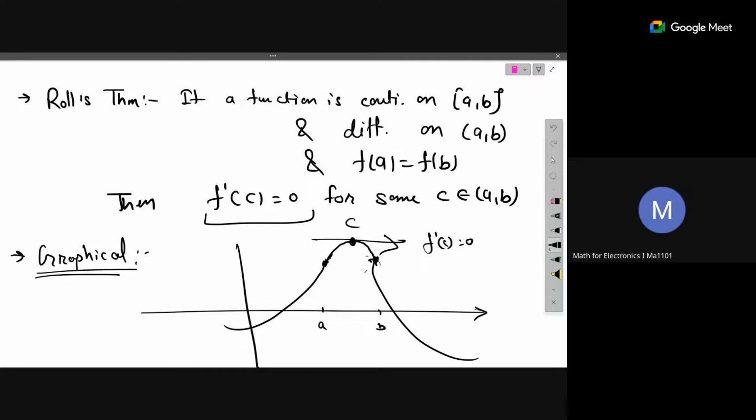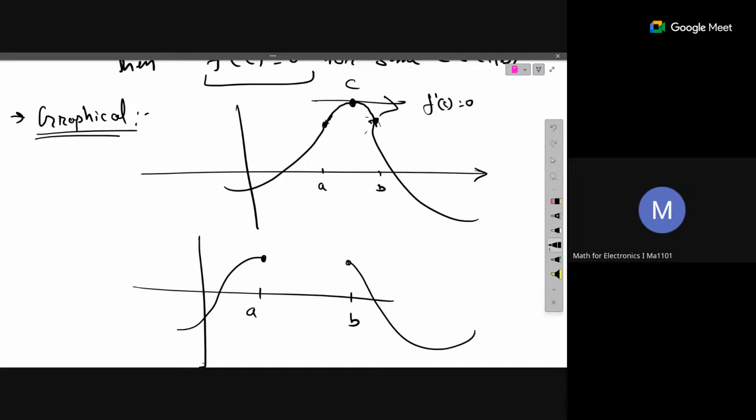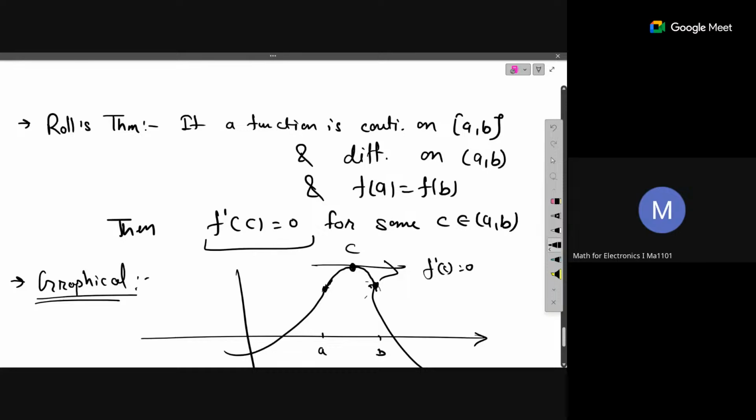Okay. Now here, what is another scenario that can happen? Another scenario means you can have more than one c. So suppose this is your a, this is your b. Over these, you can have more than one c, more than one point where your derivative is equal to 0. Right. So here, there are several points where our derivative is becoming 0. But Rolle's theorem guarantees that there always exists at least one c. Okay. So this is Rolle's theorem. Now let's see the proof of the theorem.